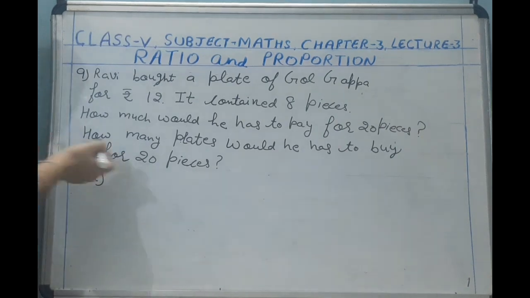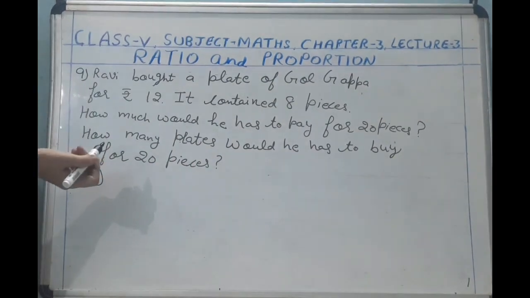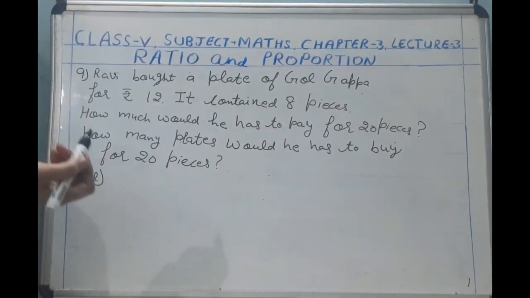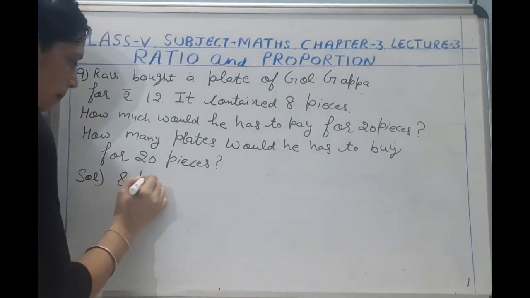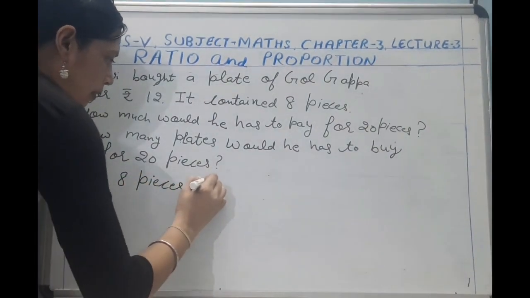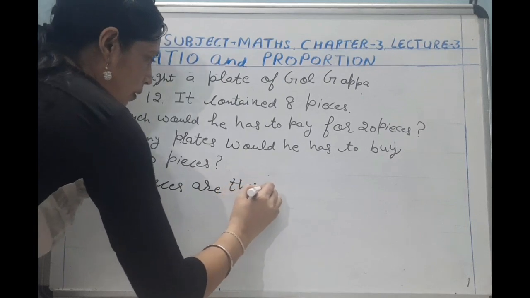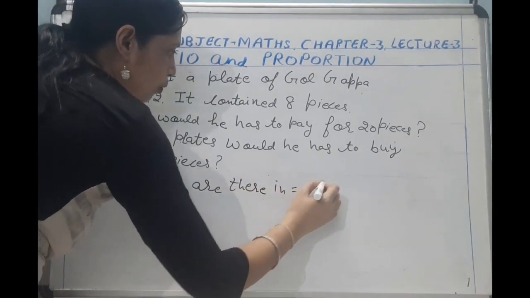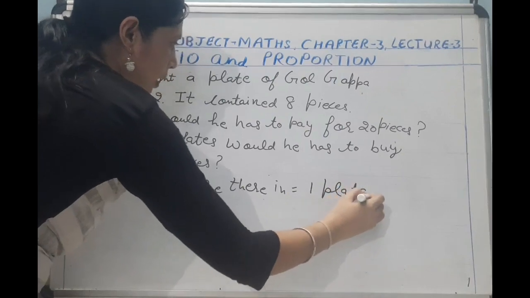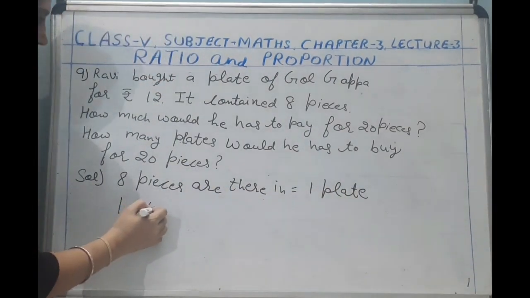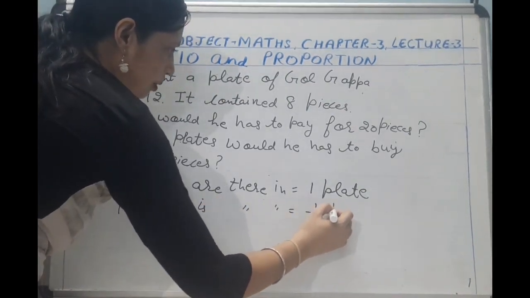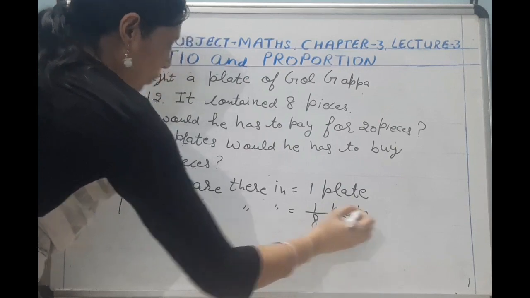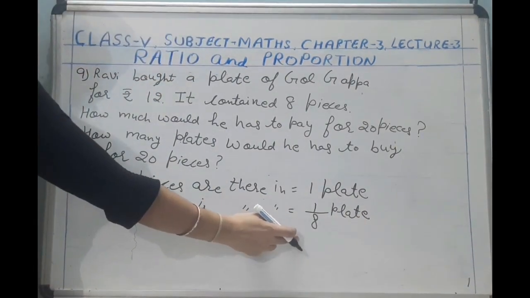Now we have to find out how many plates he would have to buy. कितनी plates वो purchase करेगा. So 8 pieces एक plate में हैं, तो 20 pieces के लिए हमें निकालना है how many plates he has purchased. So 8 pieces are there in 1 plate. एक प्लेट में 8 pieces. So 1 piece is there in 1 upon 8 plate. 1 के लिए निकालना है तो डिनोमिनेटर में आ जाएगा, right?